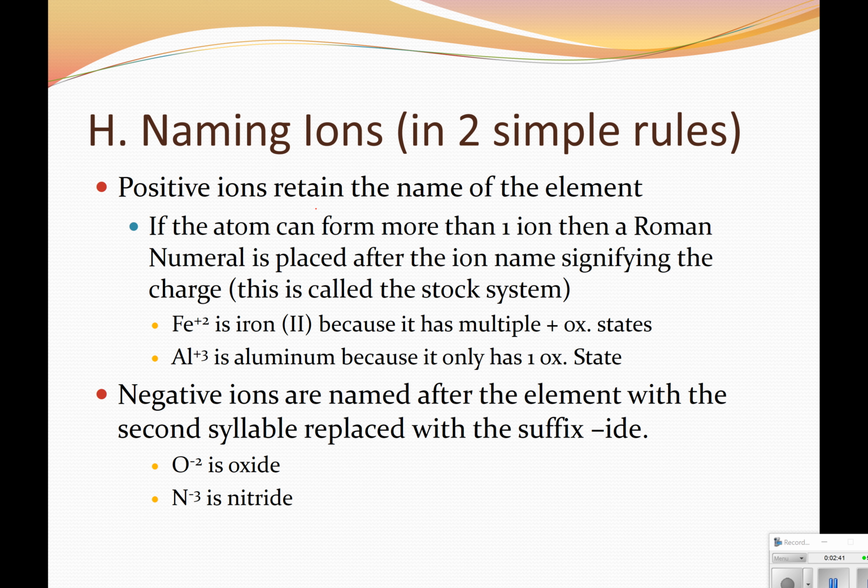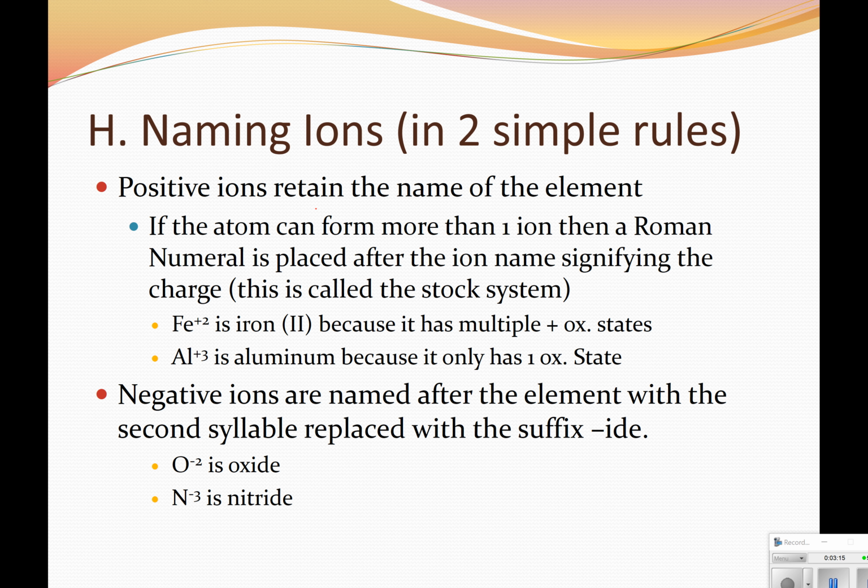Now, to review how we name ions, we have two simple rules. The positive ions are going to retain the name of the element. The key here is that if the atom can form more than one ion, then we have to designate the charge of the ion with a Roman numeral. And I've given you some basic symbols for Roman numerals in your notes. We're going to place that Roman numeral after the ion name, which will signify the charge on that ion. And this is what we call the Stock system.